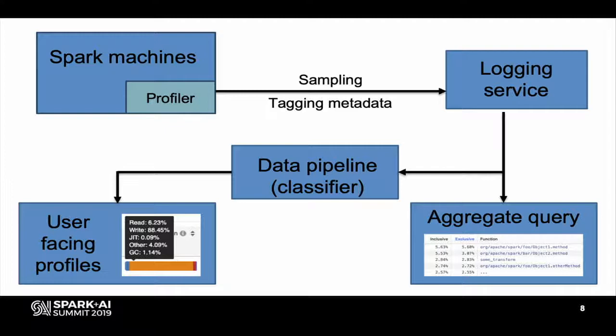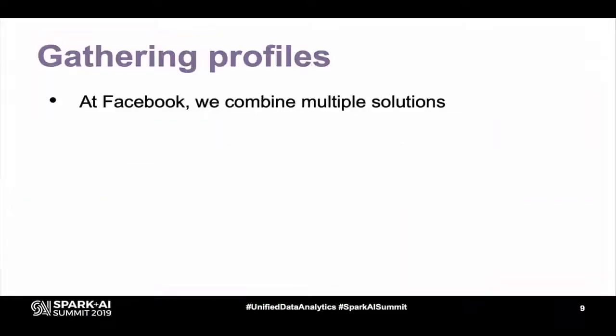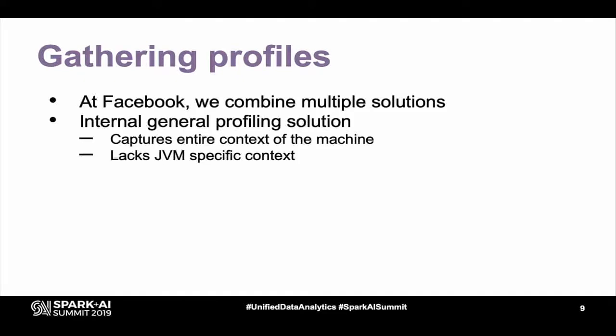So that's the general idea of how our profiling is set up. But how do we actually do the profiling? So we actually use two different profilers for Spark. We have an internal profiler, which is kind of just a general profiler for Facebook. It's used across Facebook, not just in Spark, not just in our data warehouse, not just in Java. It's all across Facebook, which means it's capturing everything that's going on in the engine.